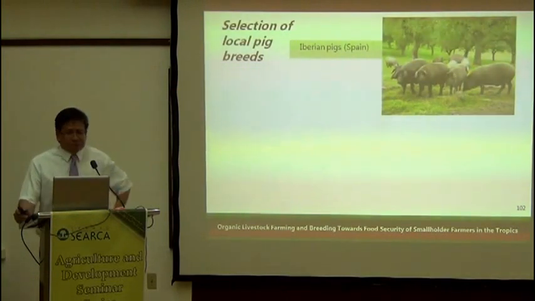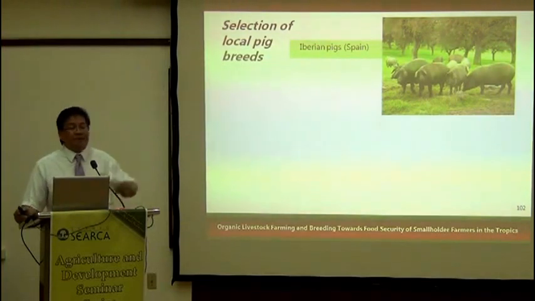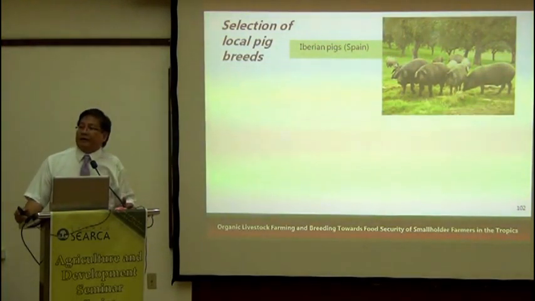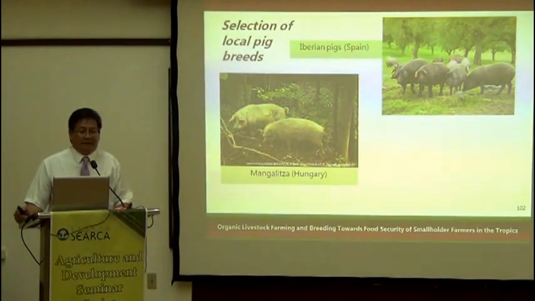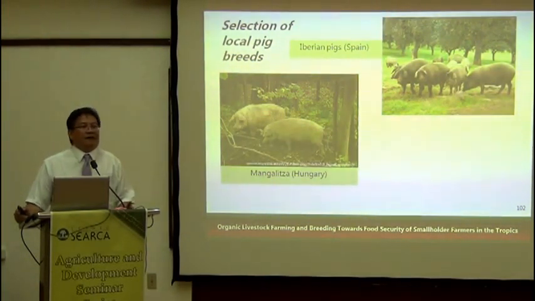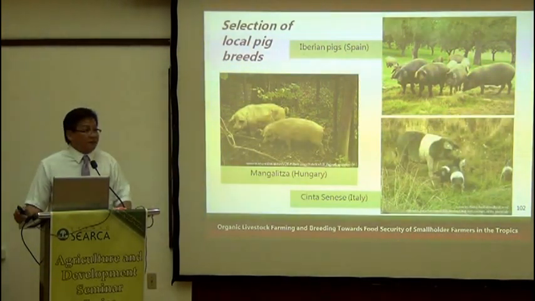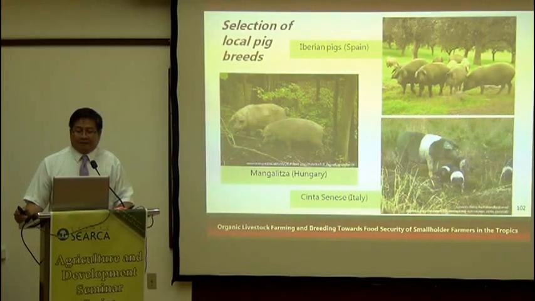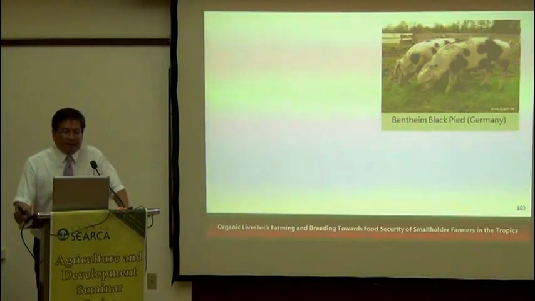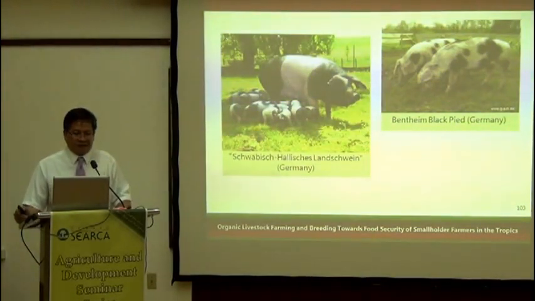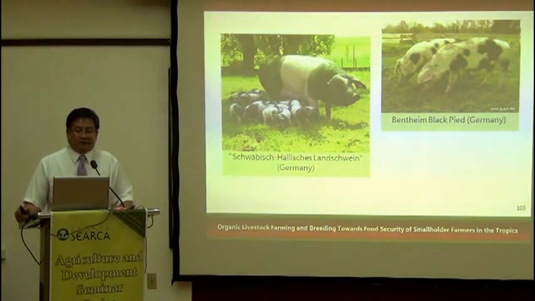And even for pigs, you might have heard about the Iberian pigs coming from Spain, the Iberian Peninsula, and this is how they look for organic production. They have also the Mangalitsa from Hungary. And then you have the Cinta Senese from Italy. So these are local breeds. And from Germany, they have the Bentheim Black Pied. And the more popular is the Schwäbisch-Hällisches Landschwein from Germany. They look very, very similar.